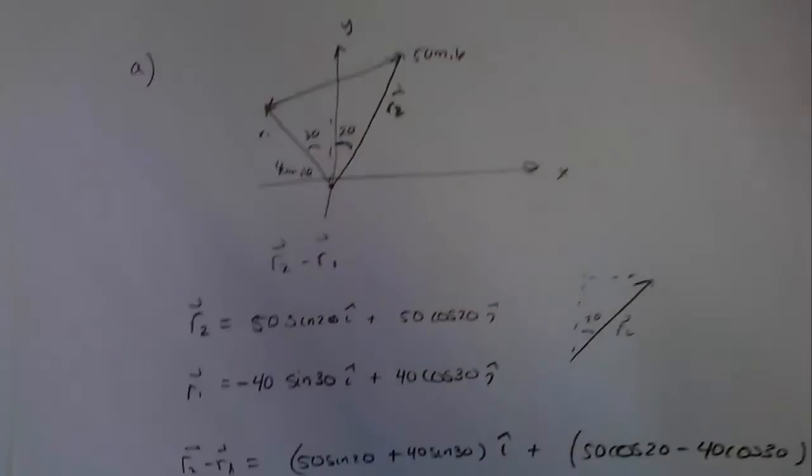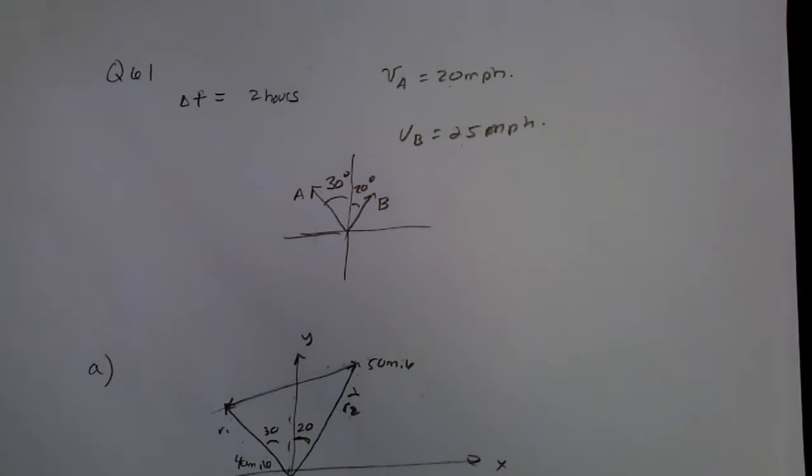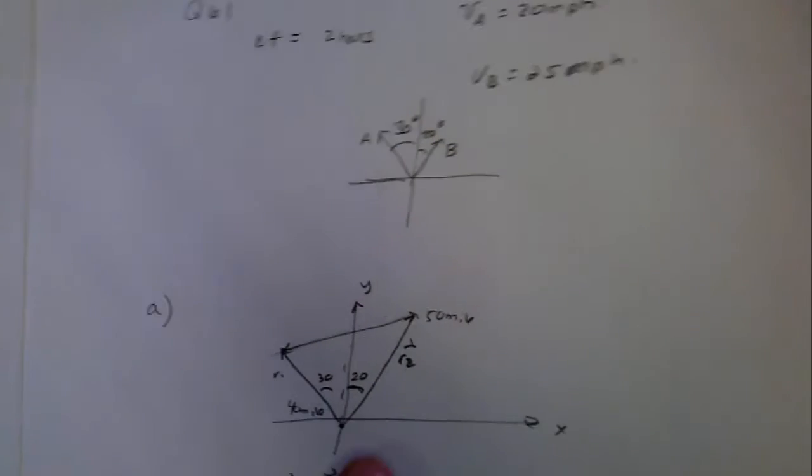This is actually a little complicated way to do this. Question B is asking, what is the speed of ship A with respect to ship B? In fact, this will allow us to find the distance they travel way faster. So let's do this. Question B.